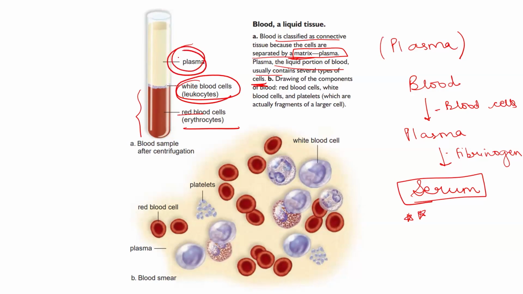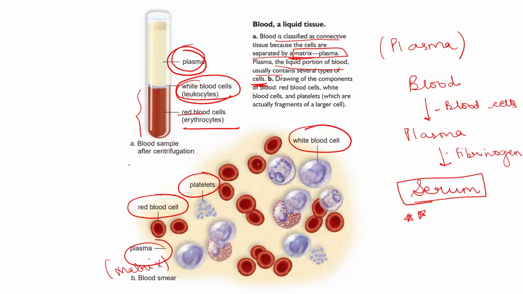So the plasma is the liquid portion, which is also the matrix of the blood, which is the matrix of the fluid connective tissue. Upon centrifugation, you can clearly separate the plasma from the other blood components. And if I create a smear of that blood sample, we will see different kinds of cells like white blood cells, red blood cells, platelets, and the plasma. So plasma is forming the matrix, and these are the different types of cells.